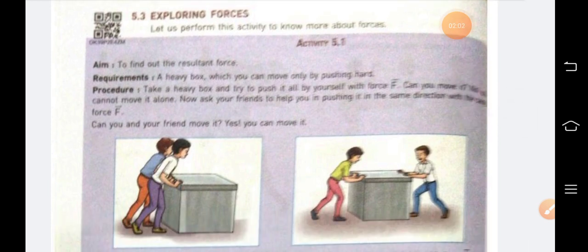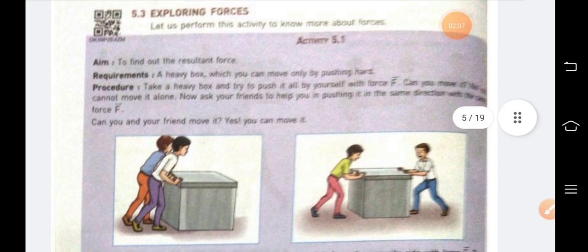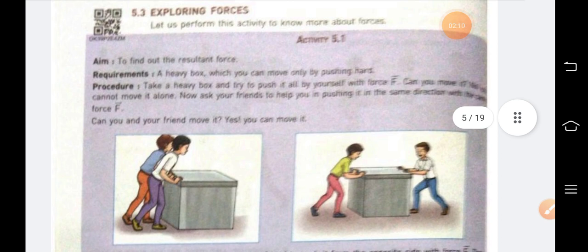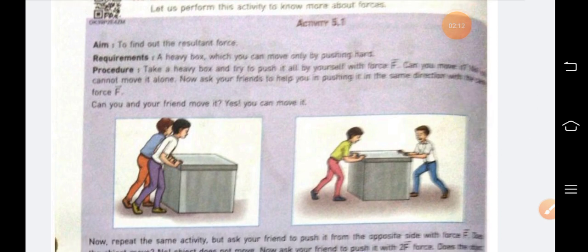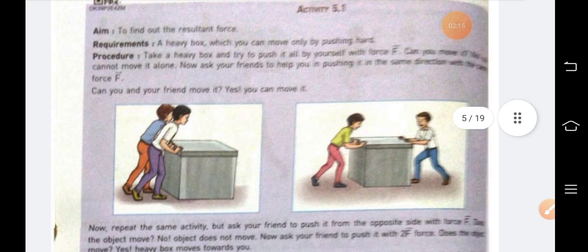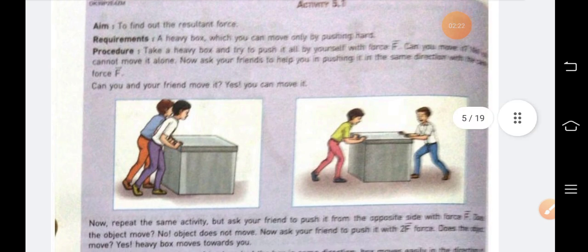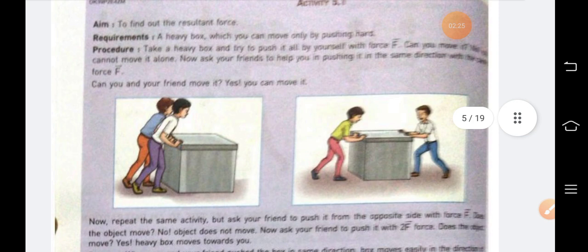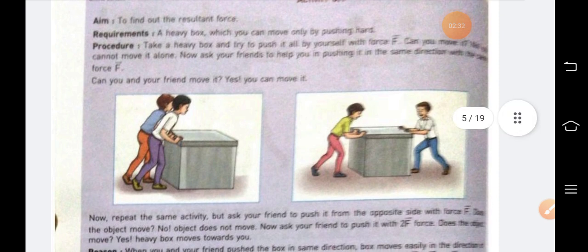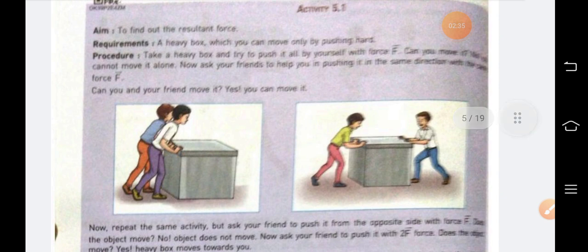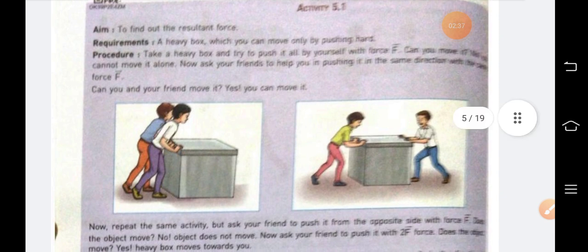Now, exploring force. Two activities are here to find out the resultant force. Requirements: a heavy box, which you can move only by pushing hard. Procedure: push this heavy box by yourself with force F. Can you move it? No, you cannot move it alone.